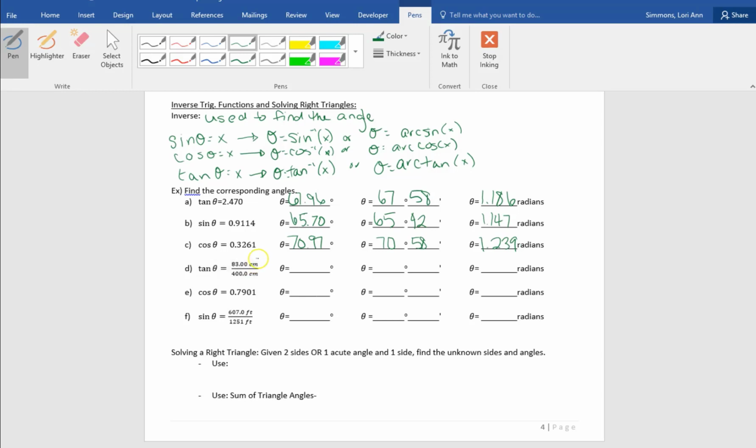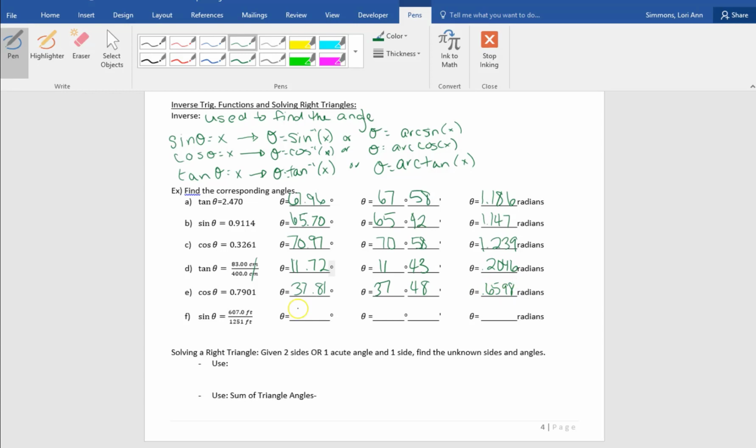D, the centimeters cancel out, so just take 83 divided by 400 to get yourself a number. That's 11.72 degrees. So it's 11 degrees, 43 minutes, 0.2046 radians. E, 37.81 degrees, or 37 degrees, 48 minutes, 0.6598 radians.